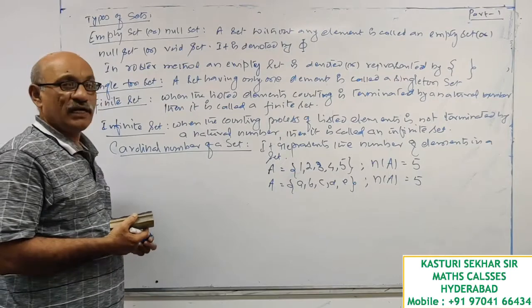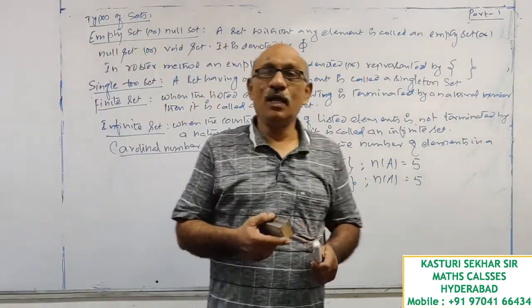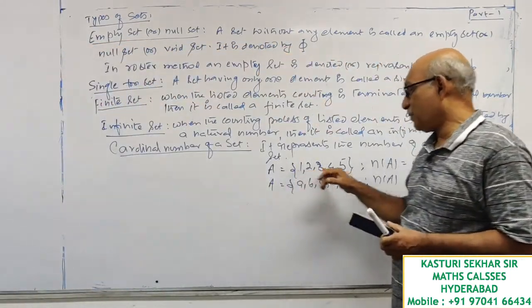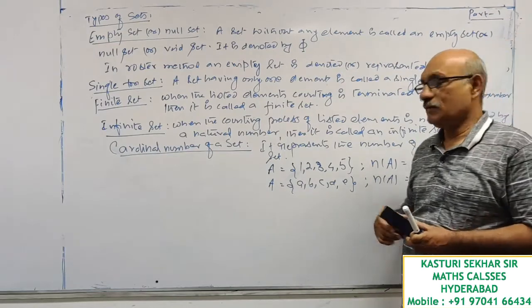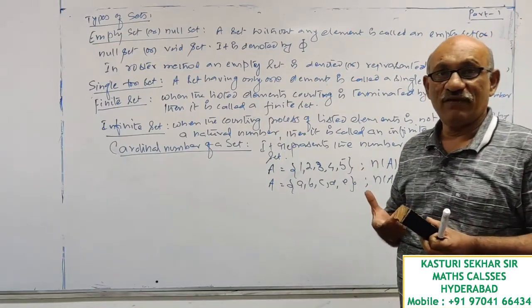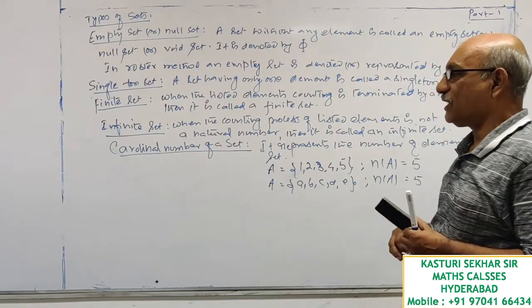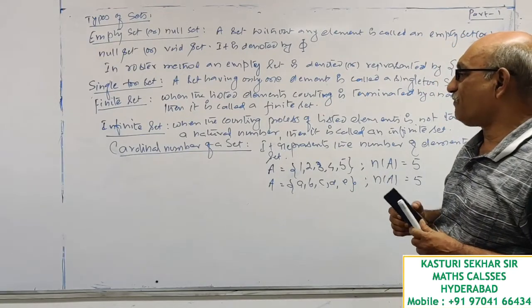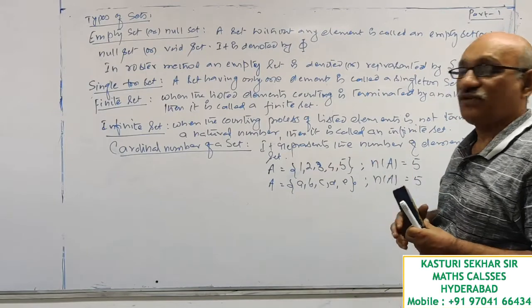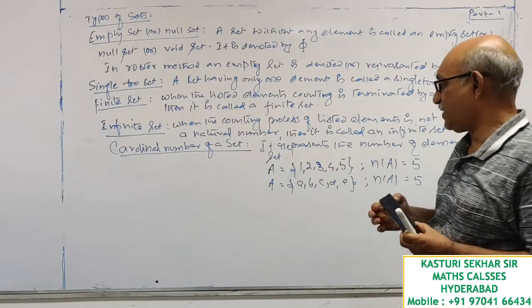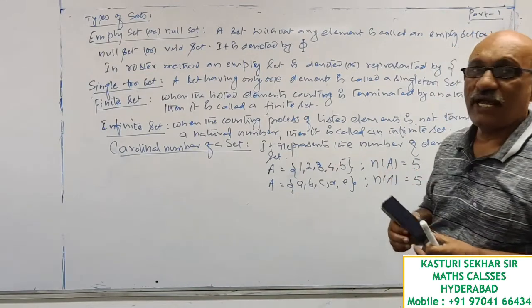What is meant by cardinal number of a set? When we are representing the elements in a set and I raise the question of how many elements it is having, the answer to this question is called its cardinal number. So cardinal number of a set will always represent the number of elements in a set. It is denoted by n of A.